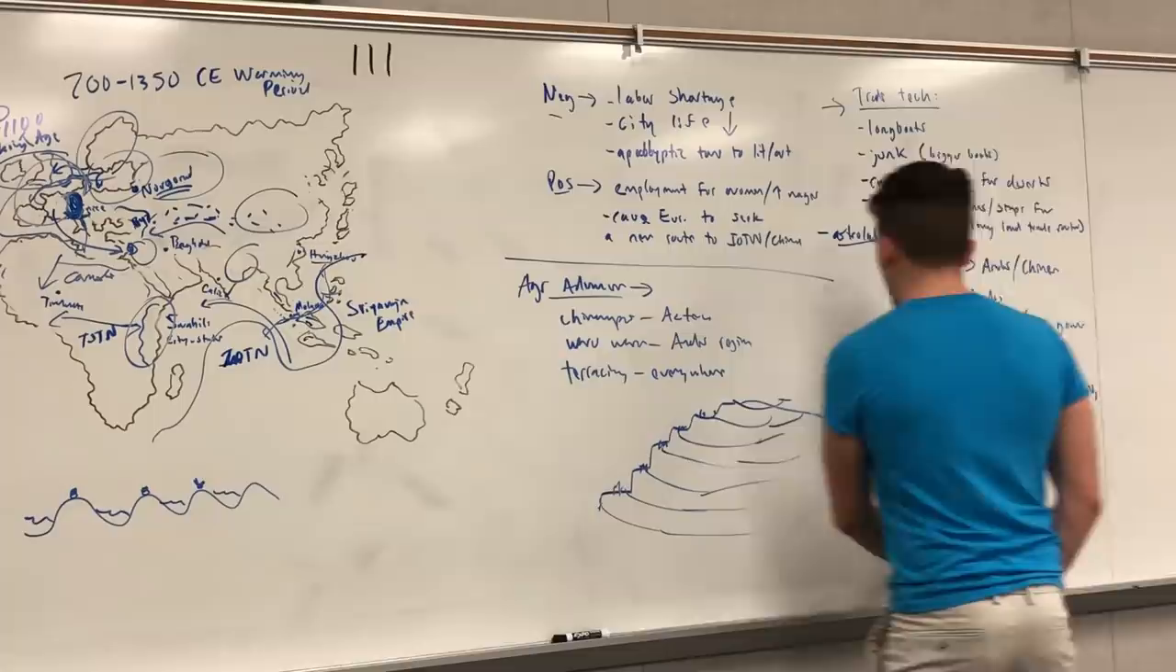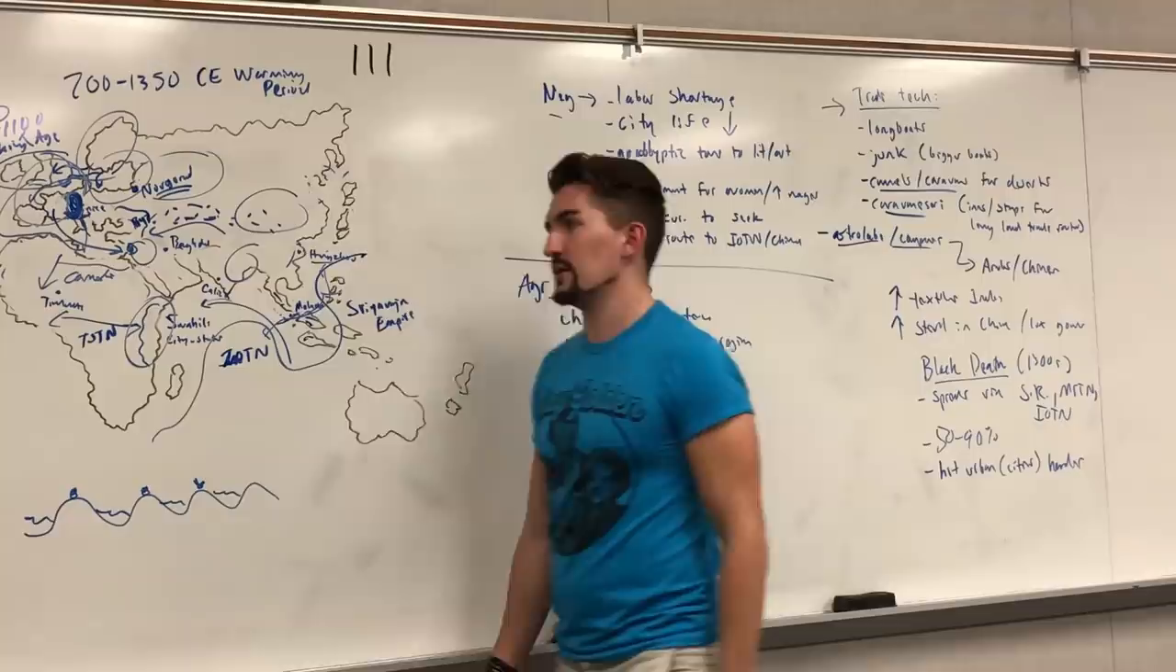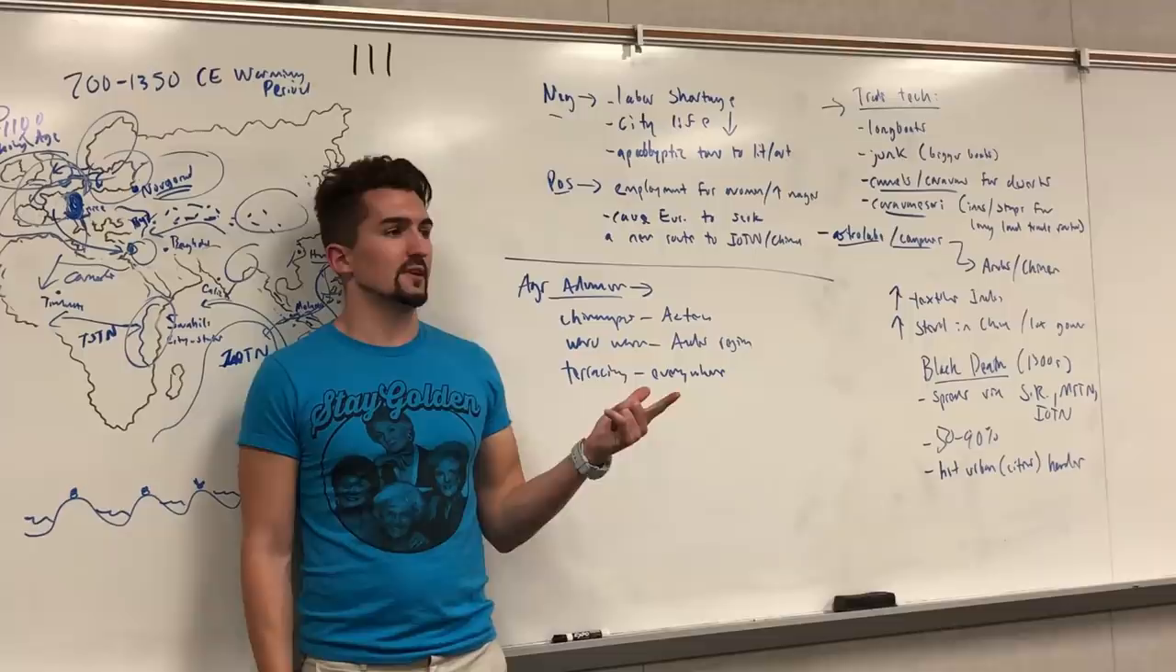All right, two more things. They're going to also discover a new type of rice that takes less time to cultivate and is far more resistant to drought from Vietnam and bring it to China. Champa rice. Yep. And that comes from the Champa Empire.